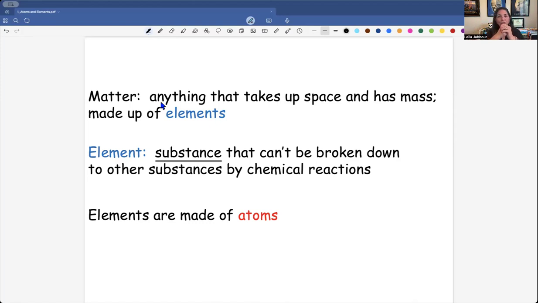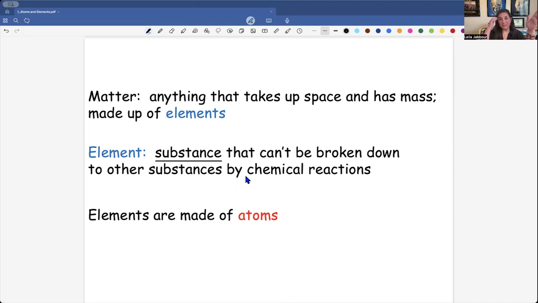Now, even to form a cell, you need even smaller structures, and it starts with the elements. Elements are your smallest Lego pieces that you're going to assemble to make things, to make matter. So an element is a substance that cannot be broken down to other substances by chemical reactions. So it's really the smallest that we can go as far as little Lego piece.